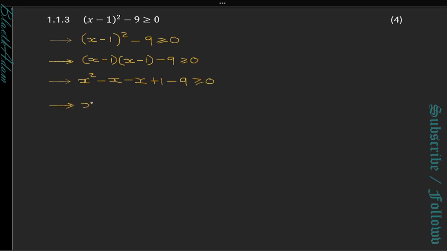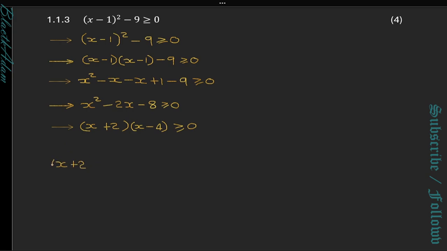And therefore we have to simplify. That's x squared minus 2x, 1 plus 1 minus 9 is minus 8, all greater than or equal to 0. So we factorize: x plus 2 and x minus 4, that is greater than or equal to 0. The plus 2 and negative 4 make the middle term.